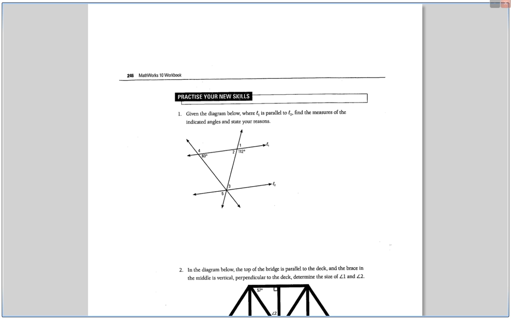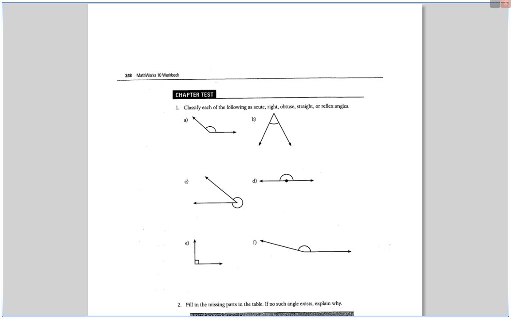Okay, so that's it for the section 5.4. So practice all your skills as well. Once that's done, do the chapter test as well.